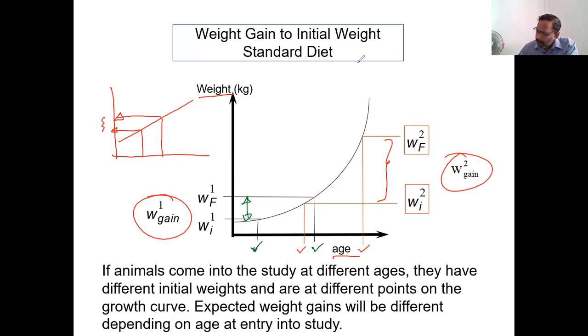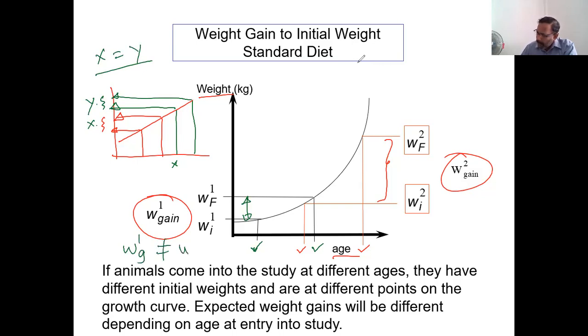If you take the second one, this animal comes in at this age, right? And the final weight is somewhere there. If you draw it, the weight gain here, let's say this is X, this is Y. X is more or less equal to Y. Here, the weight gain of the first animal is not equal to the weight gain of the second animal. Do you agree with that? Why? Because the relationship is not linear. It is this kind of curved relationship.